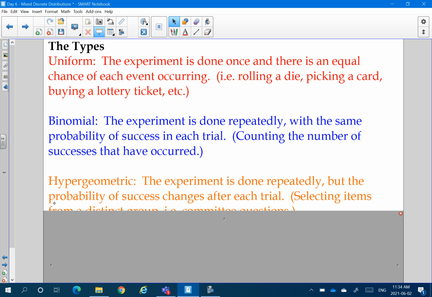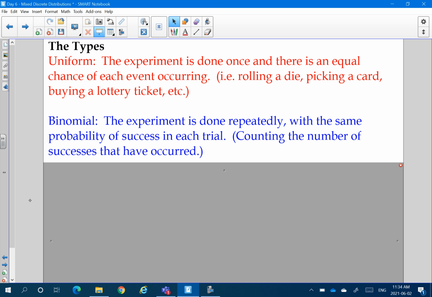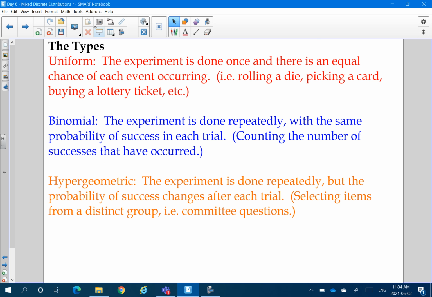Then we looked at binomial distribution, when the experiment is done repeatedly with the same probability of success in each trial. So you're counting the number of successes that have occurred, and there were formulas that went along with that. And lastly, yesterday we looked at hypergeometric. The experiment is done repeatedly, but the probability of success changes after each trial, like selecting items from a distinct group, for example, committee questions.